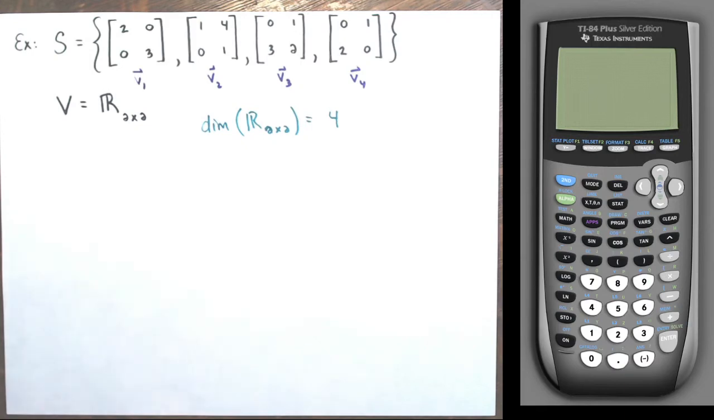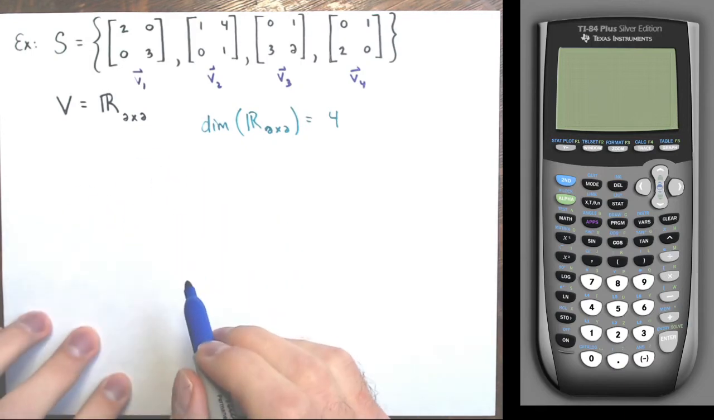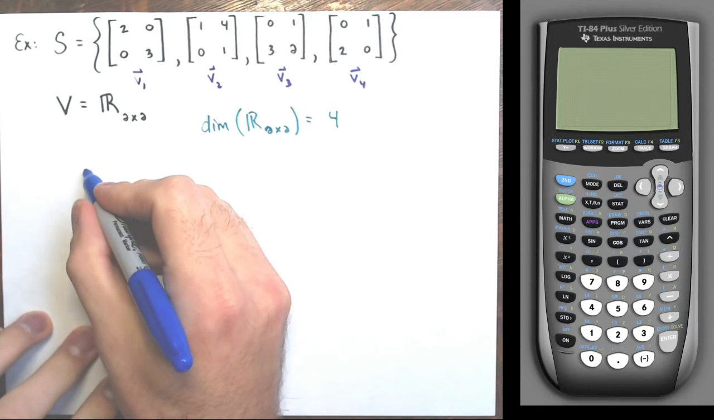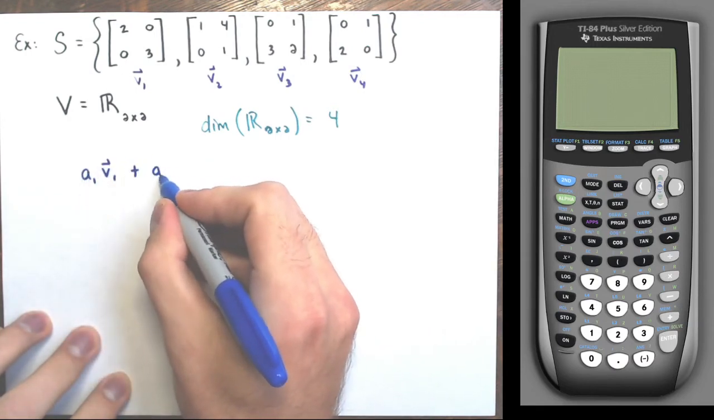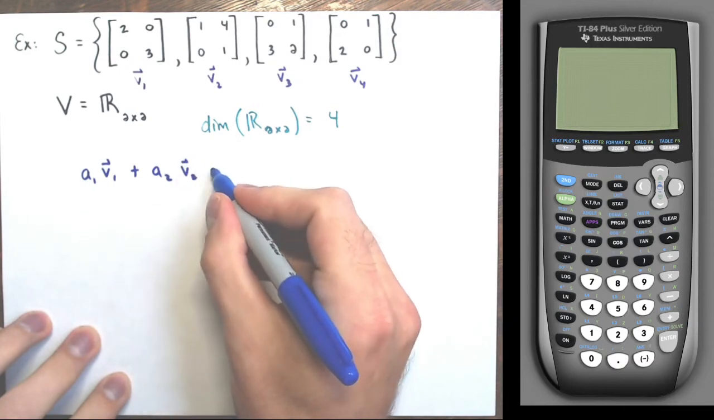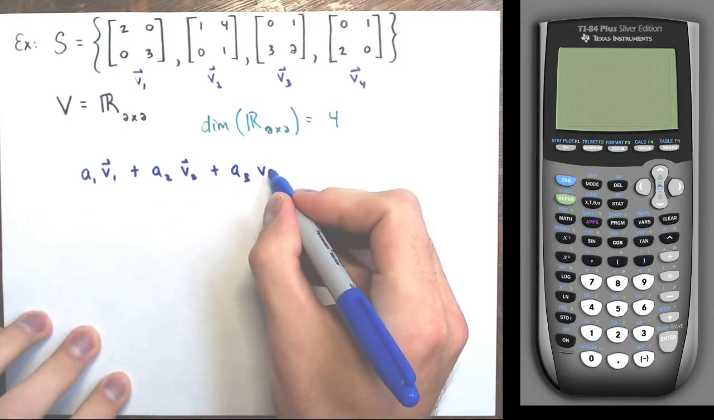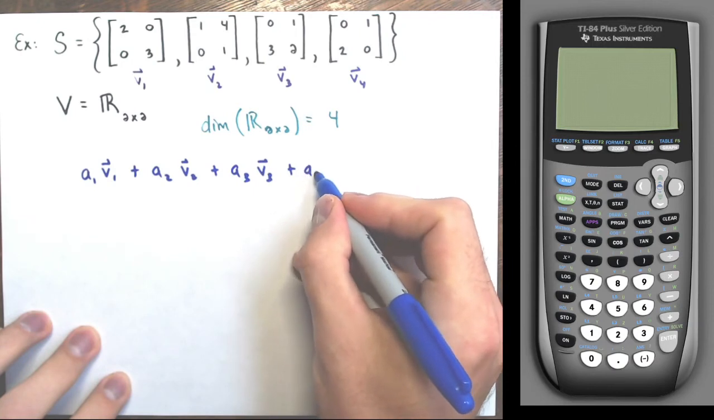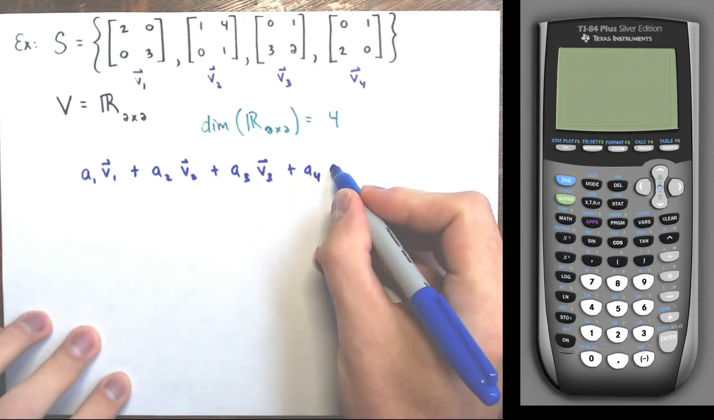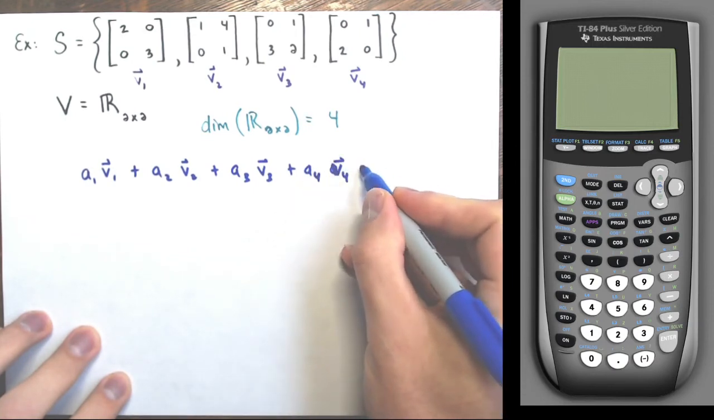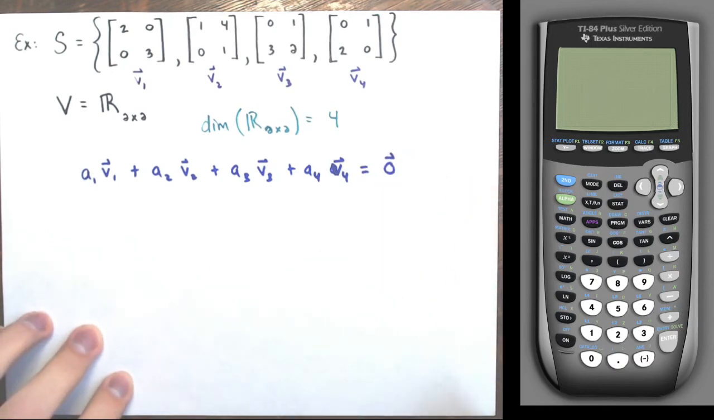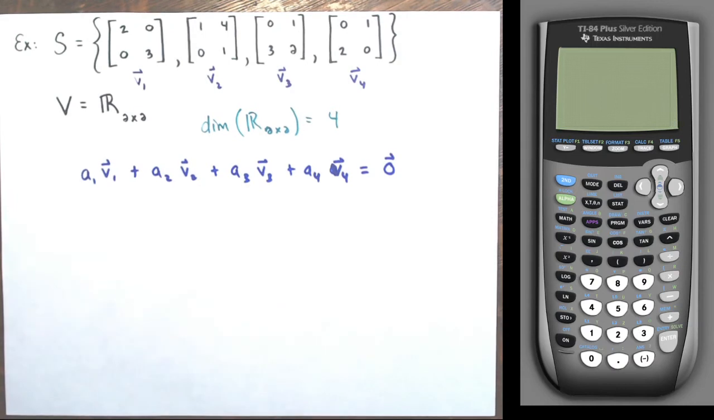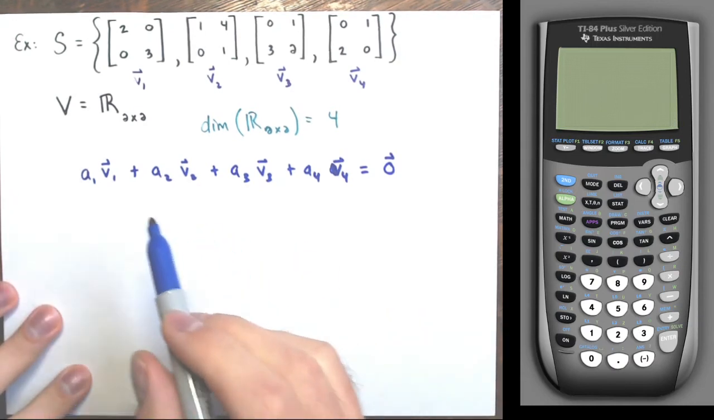So I'm going to do that check for independence again because it's a very similar setup to checking for spanning. I'm going to take some scalar a1 times vector 1 plus some scalar a2 times vector 2 plus some scalar a3 times vector 3 plus some scalar a4 times vector 4, v4. And when is that equal to the 0 vector? In this case the 0 vector would be the 0 matrix, a matrix with all zeros. So let's see what this looks like.